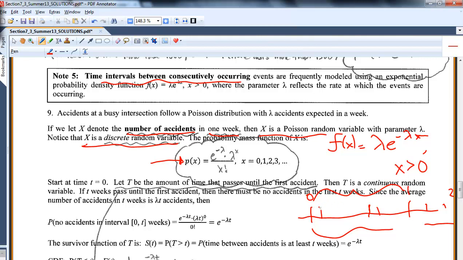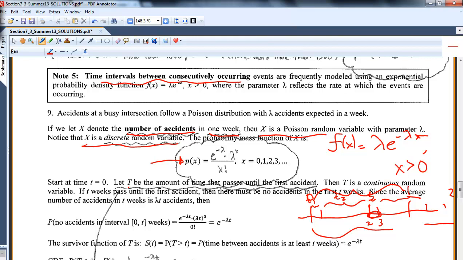But what I'm trying to measure now is the time between events. So these little intervals are times between things occurring. Maybe we'll call this T1 or T2 or T3. I'd like to figure out how much time occurred between accident 2 and accident 3. And amazingly, that's going to be modeled by an exponential random variable. So here's how we set that up.